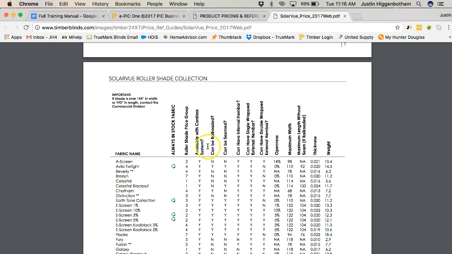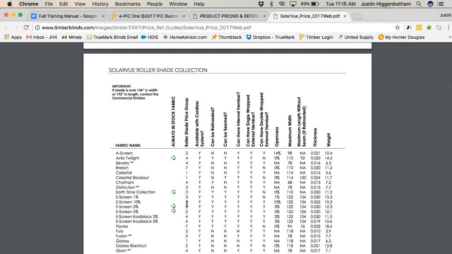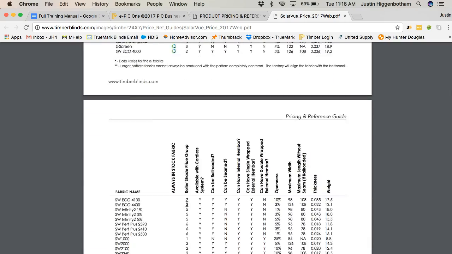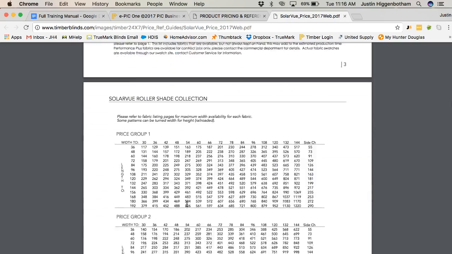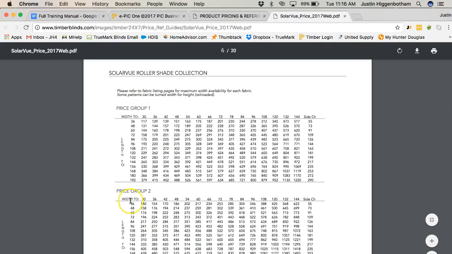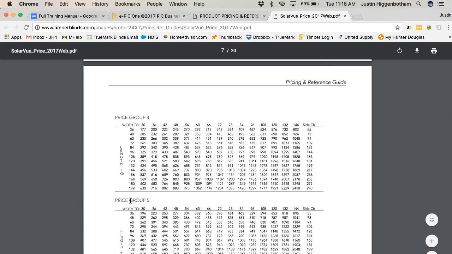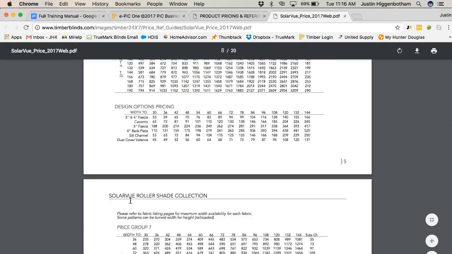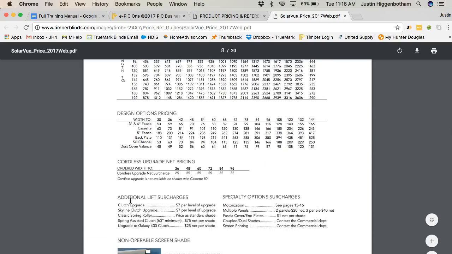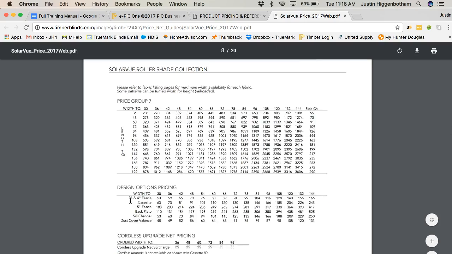Then, going sideways here, this shows you what price group each fabric is in. I'll show you what that means real quick. Down below is our price groups. It's 1 through 5, I believe, and nope, oh wow, it goes higher than I thought. It's 1 through 7 price groups.